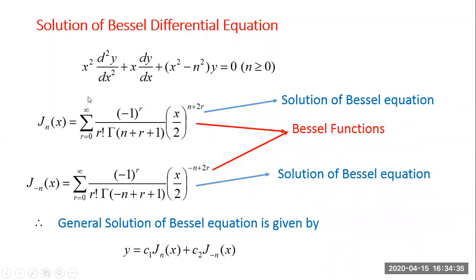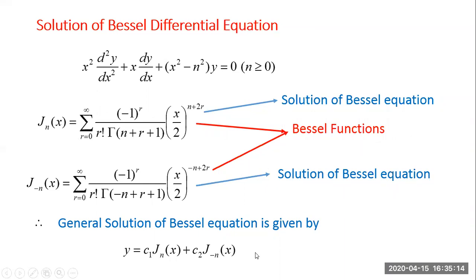That means if I substitute y is equal to Jn of x, I get x square d square Jn by dx square plus x dJn of x by dx plus x square minus n square into Jn of x equal to 0. In other words, x square Jn double dash of x plus x into Jn dash of x plus x square minus n square into Jn of x will be equal to 0. Similarly for J minus n of x. So these two are the two independent solutions of Bessel's equation, and the general solution is given by y equal to c1 Jn of x plus c2 J minus n of x.